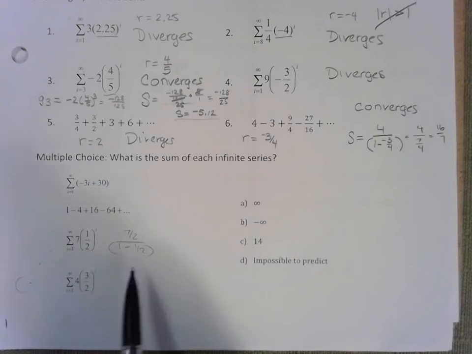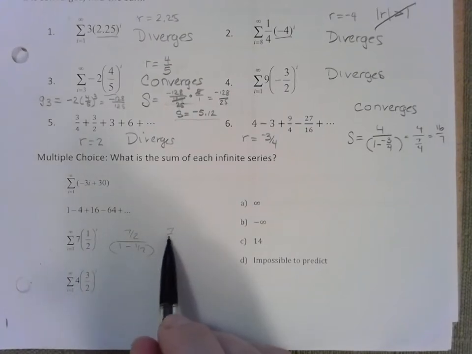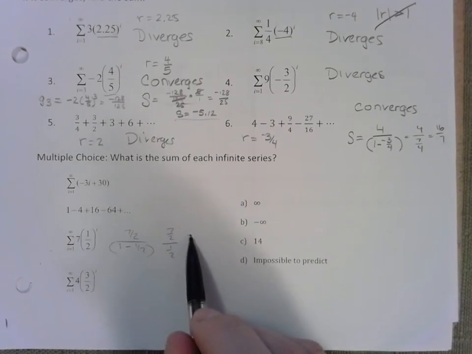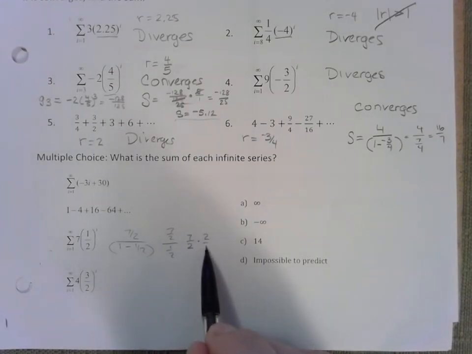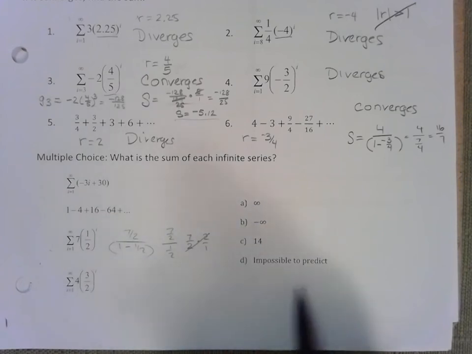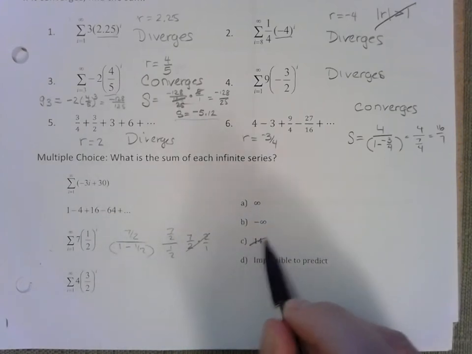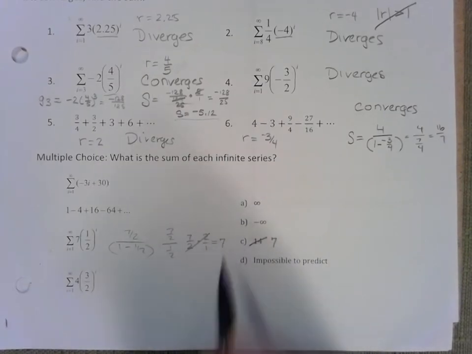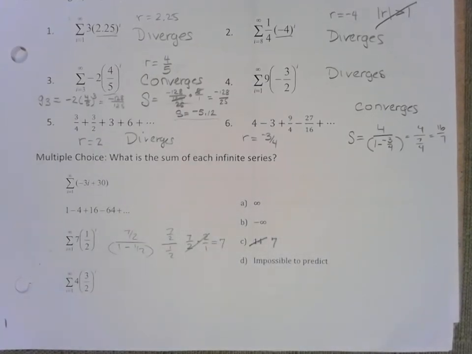7/2 divided by 1 minus 1/2. 7/2 divided by 1/2. I'll keep, change, and flip. 7/2 times 2 over 1. These 2's cancel. Now I don't see that this is matching any of these. Maybe this could have been a mistake. I think maybe if the sum said the sum was 7, I would pick this option.